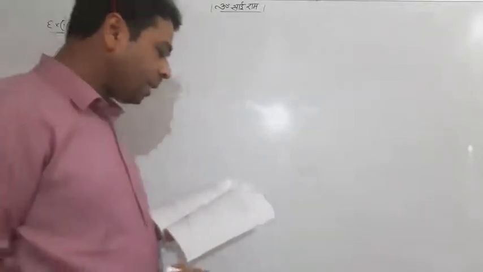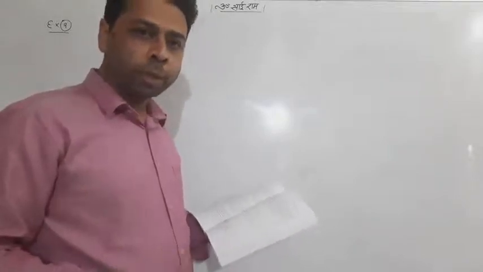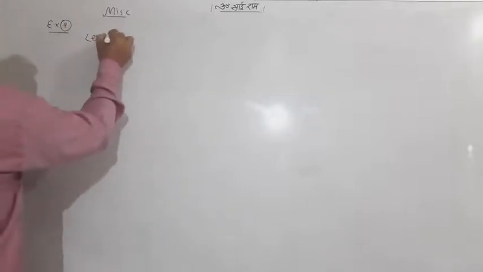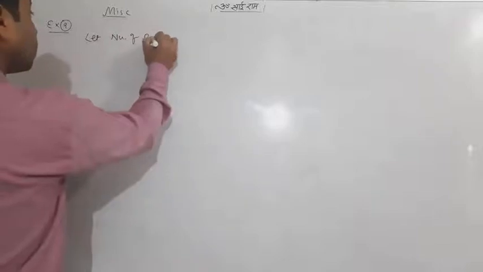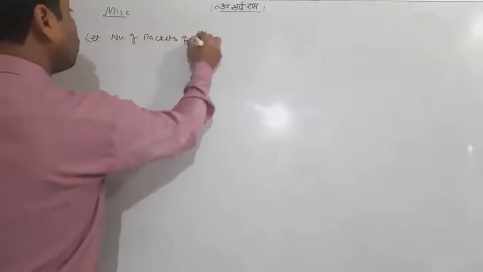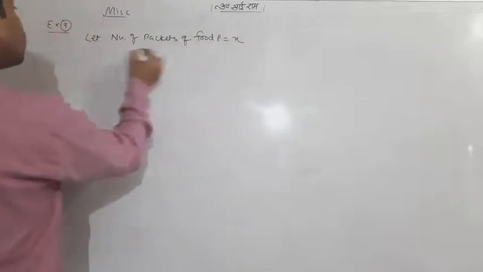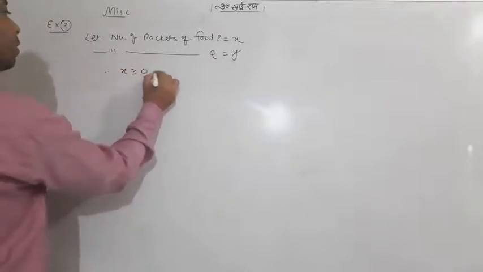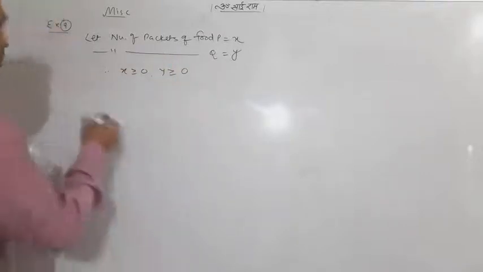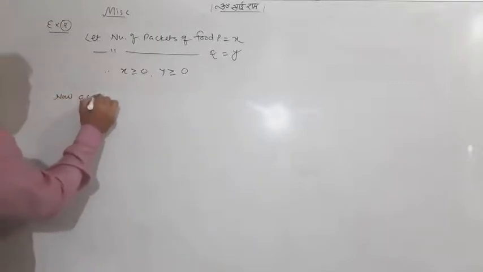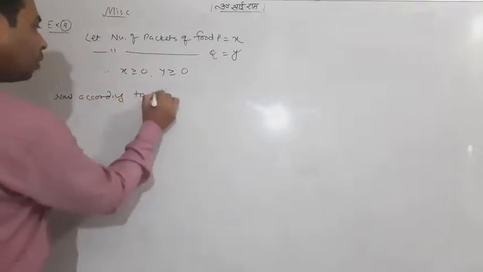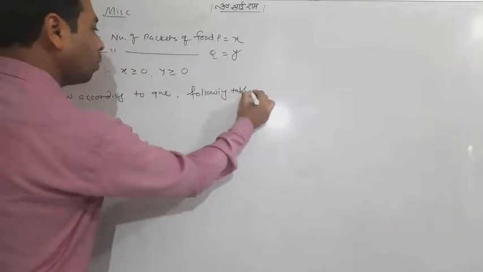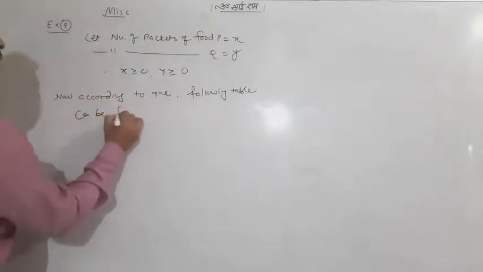The question says, lastly, how many packets of each food should be formed? Definitely we will assume here, let the number of packets of food P used be X, and the number of packets of food Q be Y. Two things are always ready. Now, according to the question, the following table can be formed.